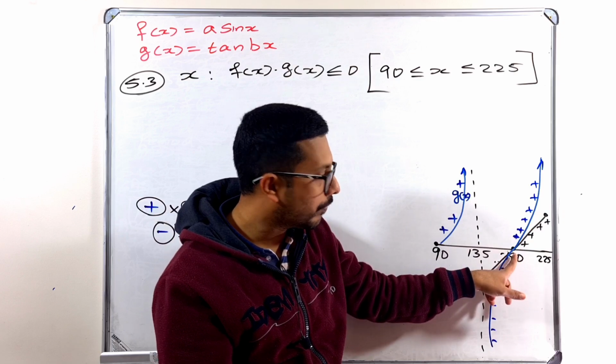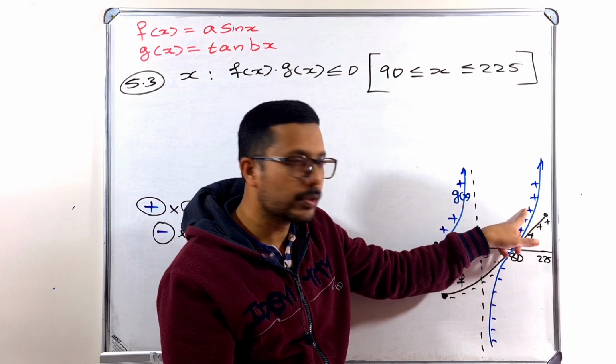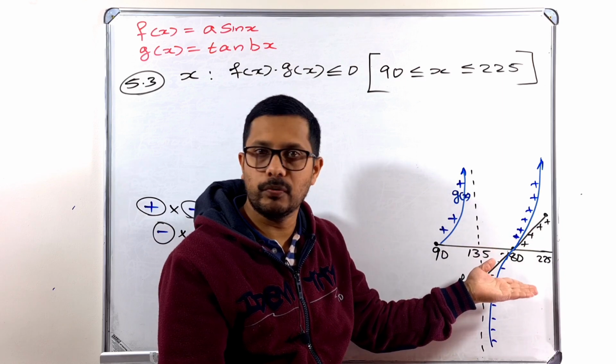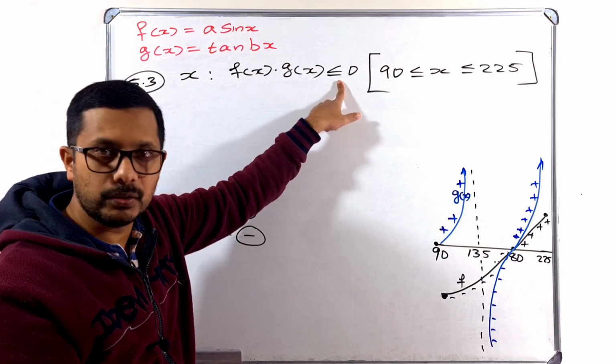What is happening after 180? Both the graphs are positive. That means positive times positive is again positive. We don't want that one. We want negative. You understand?